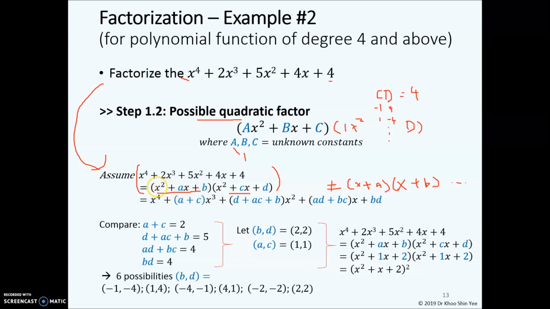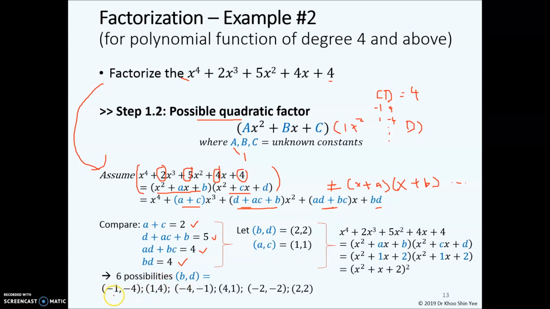We continue, you expand it, and you get the terms. We have to solve for the unknowns a, c, b, and d. So you can form the equations: 2 will be equal to a plus c, first equation. Second equation, 5 equals this. Then your 4 will be equal to this. Lastly, your 4 here will be equal to bd. As we mentioned before, for bd equal to 4, in total there are 6 possibilities where b and d are integers.